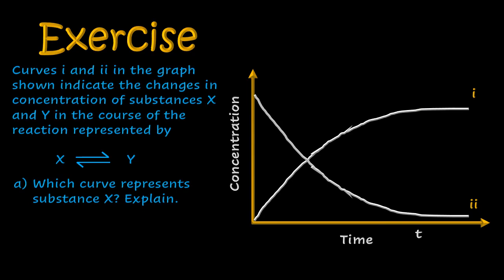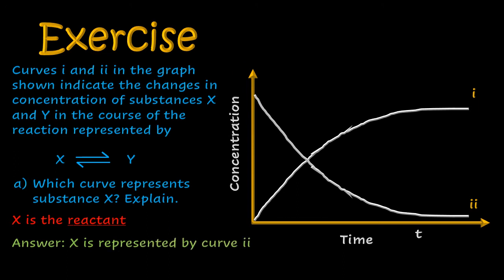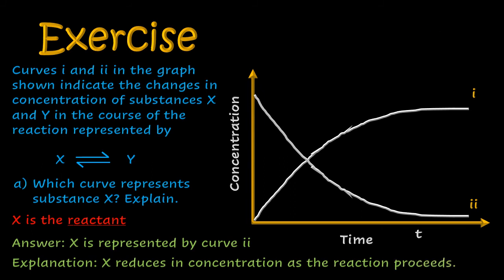So which curve represents substance X? The point to consider is that X represents the reactants. From our observation, we saw that reactants are being consumed, or else we can say the reactant was diminishing. The curve that represents the diminishing behavior is curve 2. And the explanation for our answer, as earlier stated, is that X reduces in concentration as the reaction proceeds.